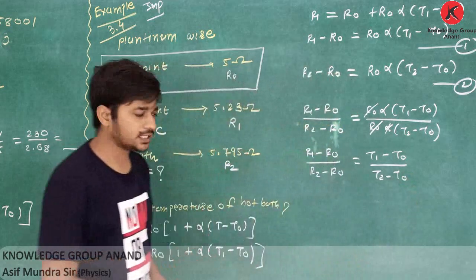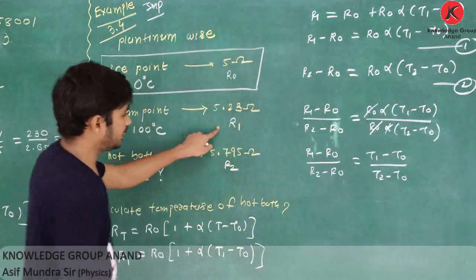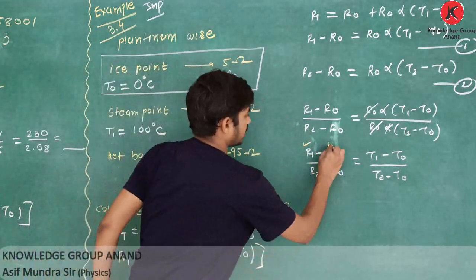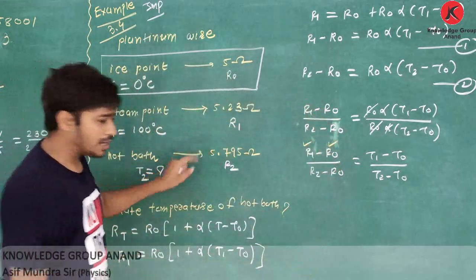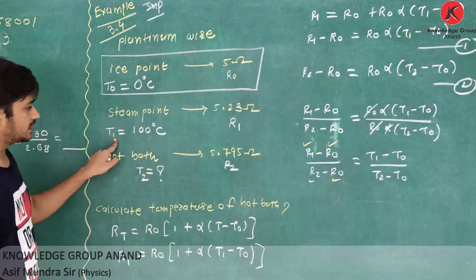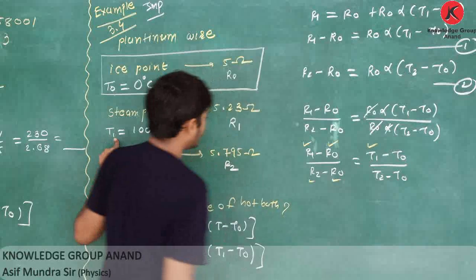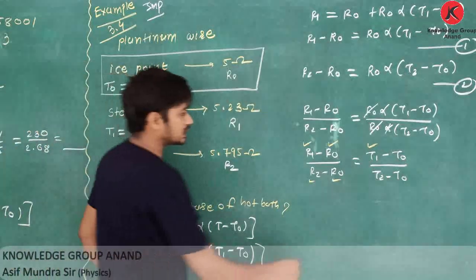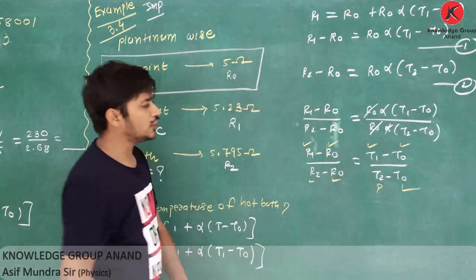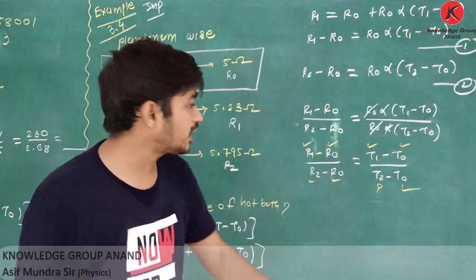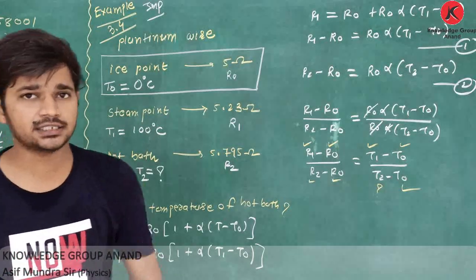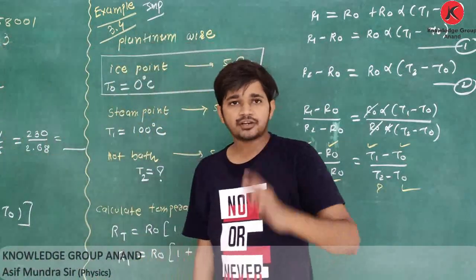See here, R1, it is given. You are given the value of R1. R0, yes, you are given the value of R0. R2, you are given the value of R2. Again R0. T1, here it is 100 degrees Celsius. Yes, you are given. T0, 0 degrees Celsius. Yes, you are given. T0 again given. You have to find the value of T2. Put each and every value and calculate. You will get your answer. Pause your video and write down from the board.